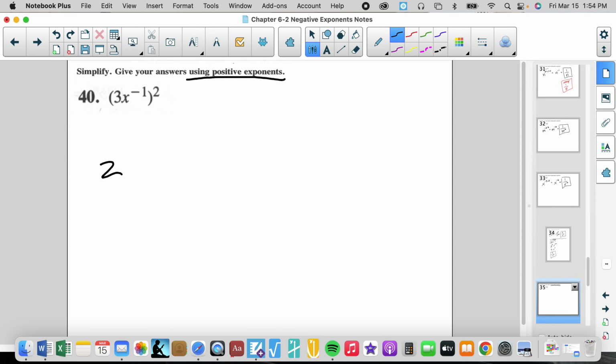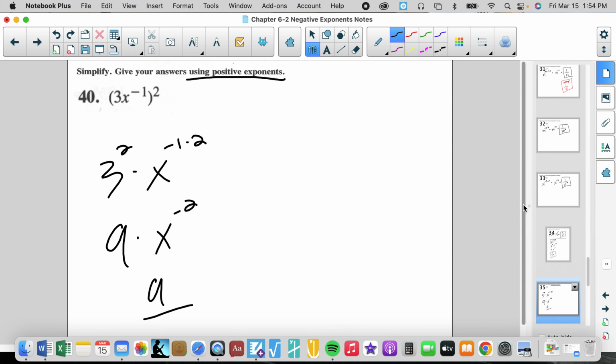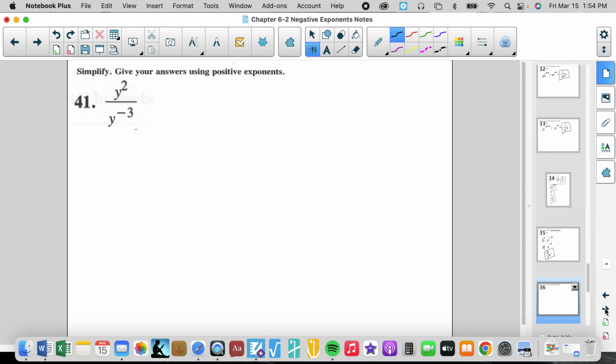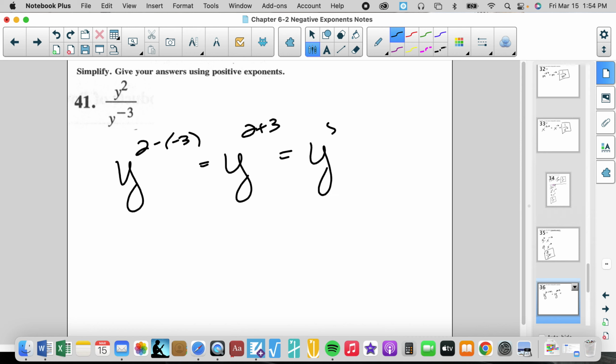Let's distribute 3 to the second times x to the negative 1 times 2, which is 9 times x to the negative 2, which is 9 over x to the second. We are dividing like bases, so we are going to subtract their exponents. This is y to the 2 plus 3, or y to the fifth.